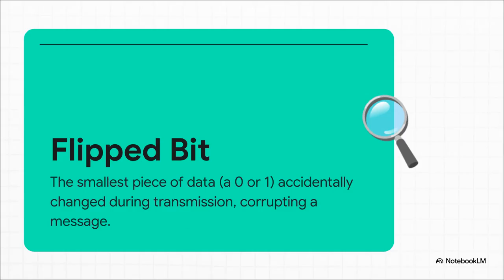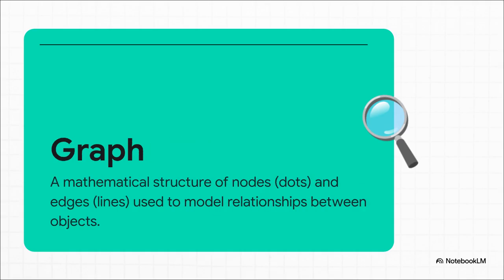First up, let's meet the villain of our story, the error. You know, in the digital world, everything is just made of ones and zeros, or bits. An error is simply when one of those tiny bits gets accidentally flipped. A 1 becomes a 0, or a 0 becomes a 1. It sounds like a tiny problem, but a single flipped bit can corrupt a photo, garble a text message, or completely ruin a download.